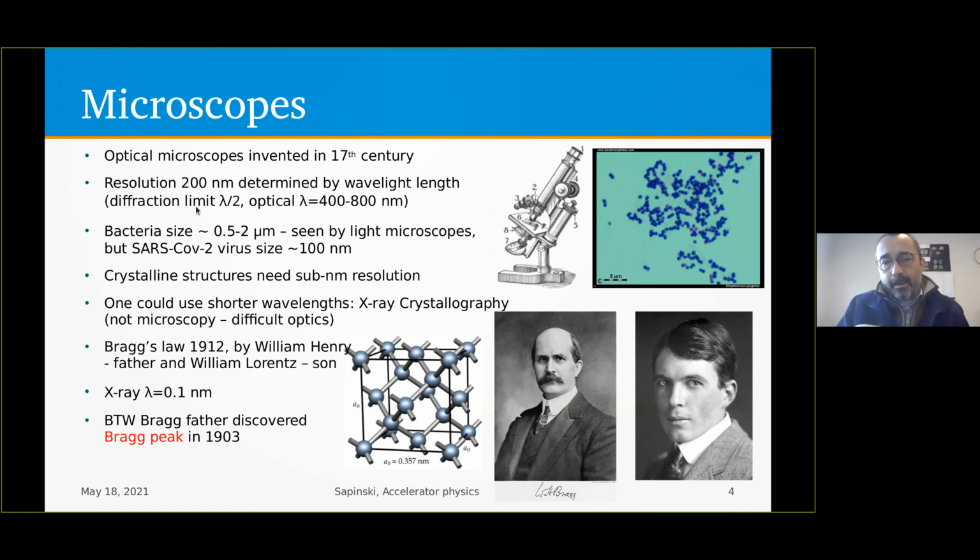At this limit, the light spreads, and we cannot really reconstruct anymore 2 points being one next to another. And optical light wavelength is between 400 and 800 nanometers, what explains that the resolution is 200 nanometers. So this is good for bacteria. Bacteria were actually first seen by optical microscopes, and the typical size is somewhere between 0.5 micrometer to 2 micrometers. However, the famous virus that destroyed or altered our lives on the planet recently has a size of only around 100 nanometers.